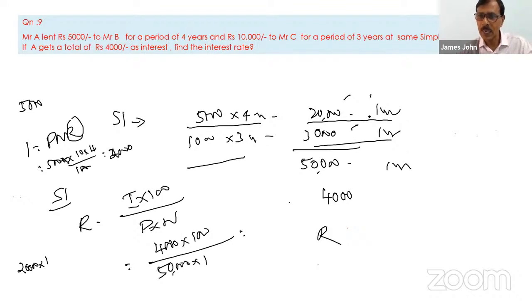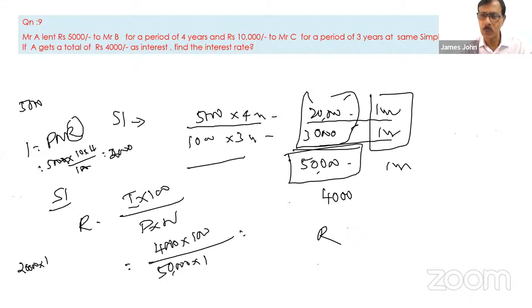So you can see here the number of years is the same. 1 year, the amount 20 plus 30, 50. So if we lent 50,000 for a period of 1 year, he got 4,000 rupees as interest. So this is P, this is N, and this is I. Calculate. What is the formula for this?